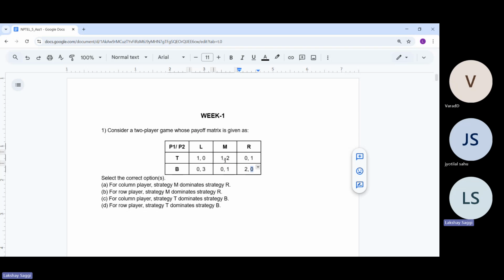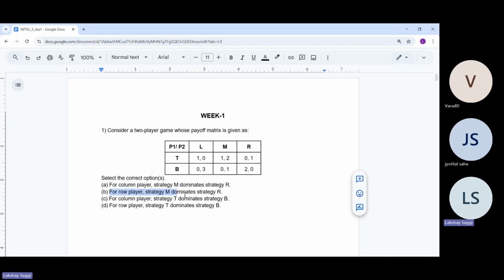This means that irrespective of whatever the row player plays, the strategy M always gives a better payoff for the column player. The column player's payoffs are given by the second entries. So for row T, this 2 is greater than this 1, and for row B, this 1 is greater than this 0. So for the column player, the strategy M actually dominates the strategy R. So at least this option is correct.